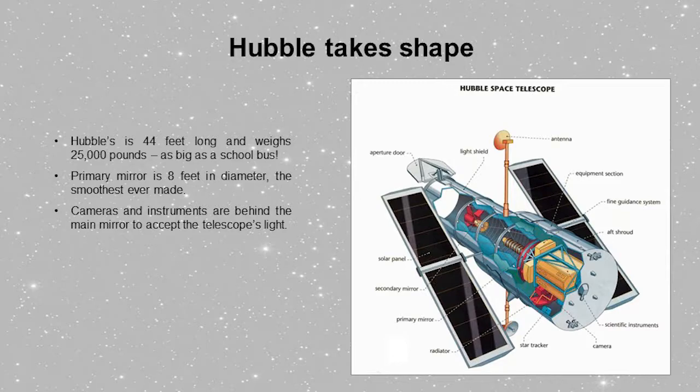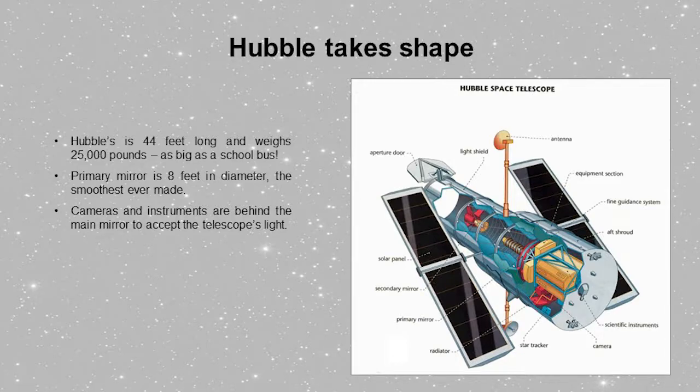So we have a primary mirror about 8 feet in diameter. For those amateur astronomers out there, that's quite big. 94 inches in diameter. And as we'll talk about, this is the finest mirror ever made, although it did have one problem we'll discuss.